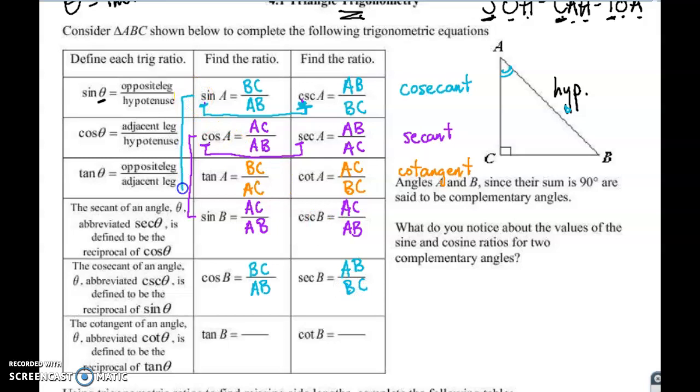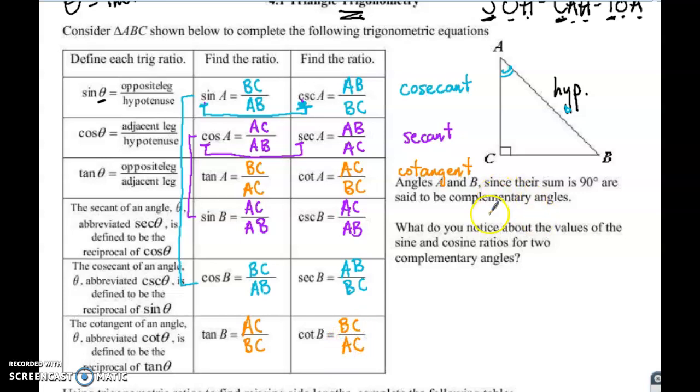And notice my color coding here. And then tangent, let's say I used orange. Tangent of B, well, opposite is AC. And adjacent is BC. And then cotangent is the reciprocal of that.